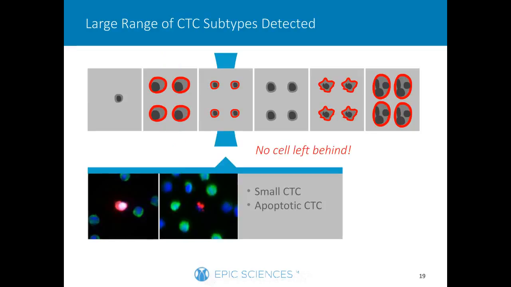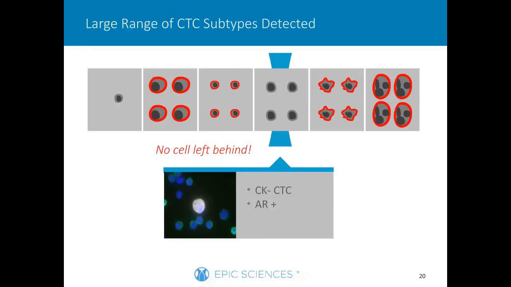However, we see a larger diversity than that. We see a lot of small CTCs, so these are CTCs that have epithelial markers sometimes. They have cancer genomes. However, they're just much smaller. They're approaching the size of white blood cells. We also have the ability to detect apoptotic CTCs, where we see that the nucleus is no longer intact, but we can also count these as a pharmacodynamic endpoint.